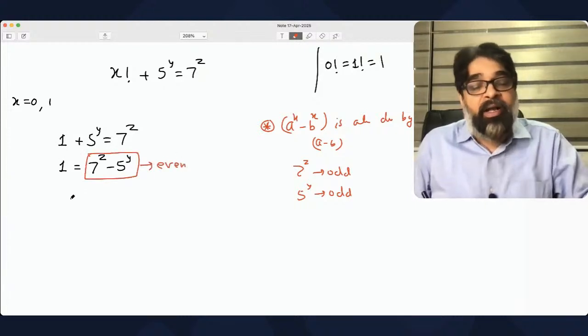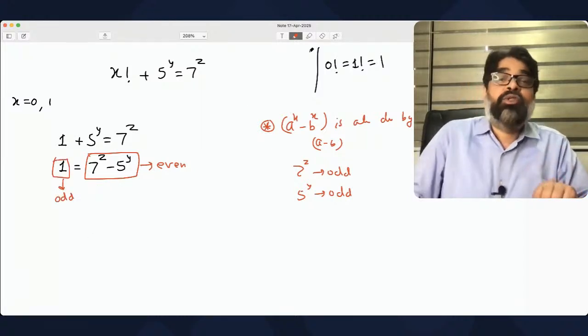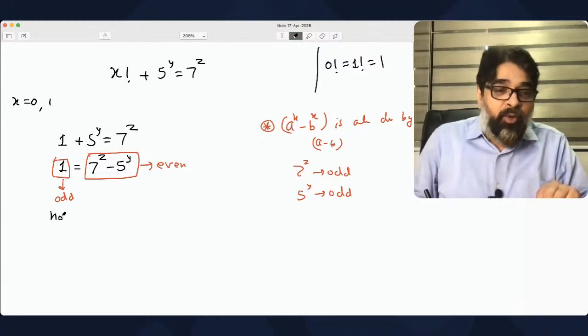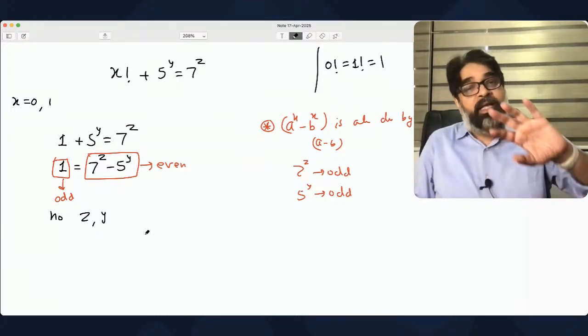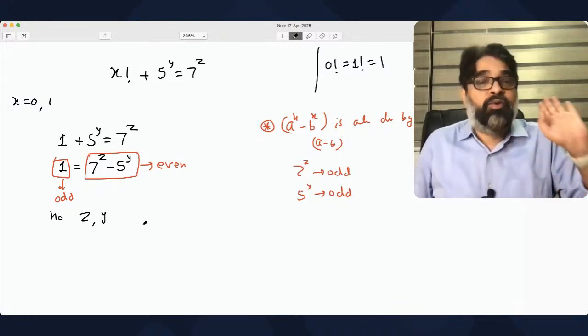And the left side is odd. This is always odd, a fixed odd. So they cannot be equal. Means there is no y and z. So for x equal to 0 and 1, there is no solution.